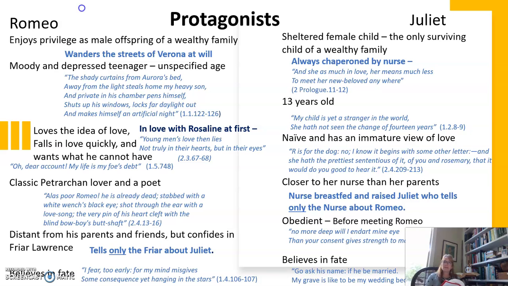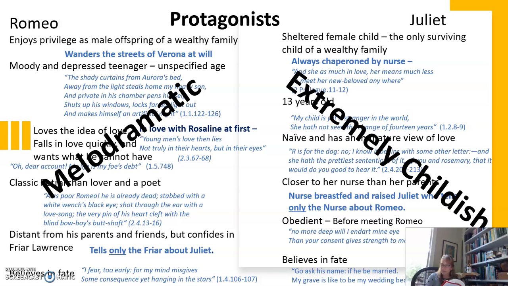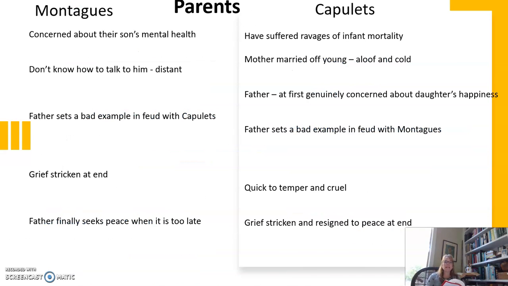I'm going to sum up these two as Romeo is a melodramatic drama queen, and Juliet really is an extremely childish young girl, not a young lady who is ready to be married. Sorry, but those are the facts. All right, the parents, the Montagues. They have some good qualities, but also some bad ones.